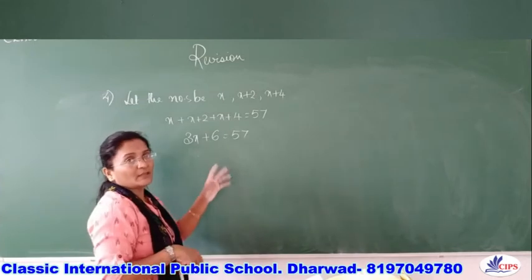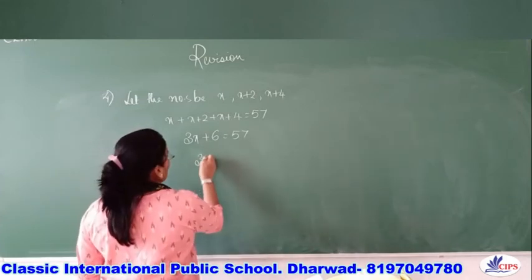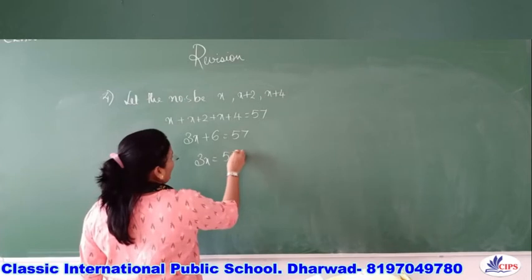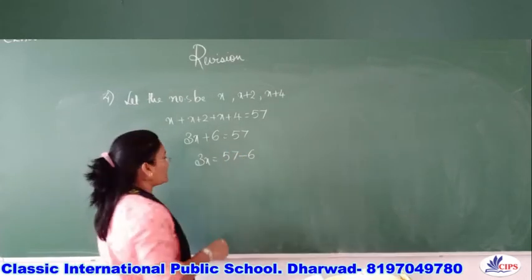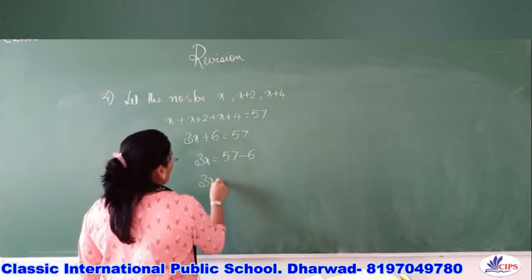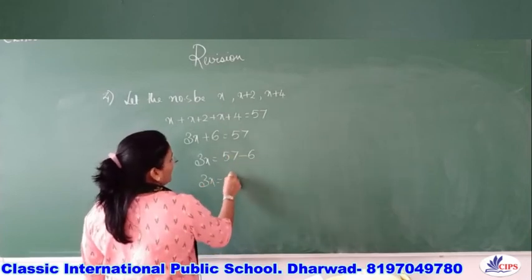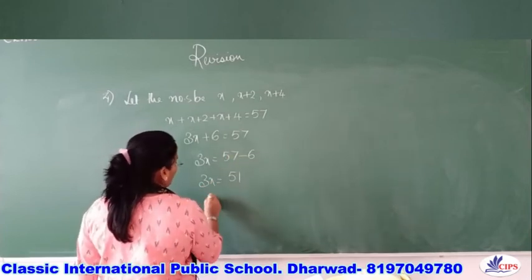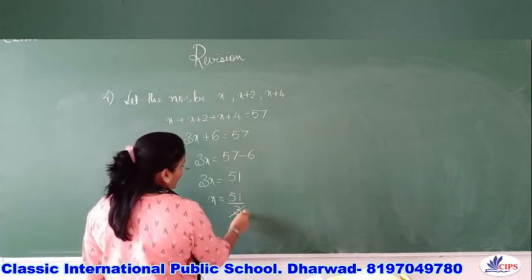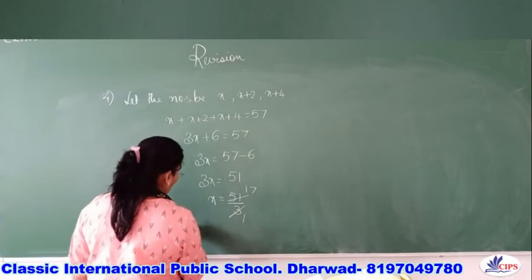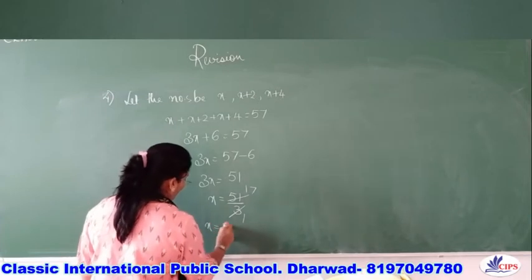Now you know how to solve the equation. So here I will write 3x is equal to 57 minus 6. So plus 6 I will shift to RHS, it becomes minus 6. So 3x is equal to 57 minus 6, which is 51. So let us find the value of x. x is equal to 51 by 3. 3 ones are 3, 3 sevens are 21, so 17. Therefore x is equal to 17.